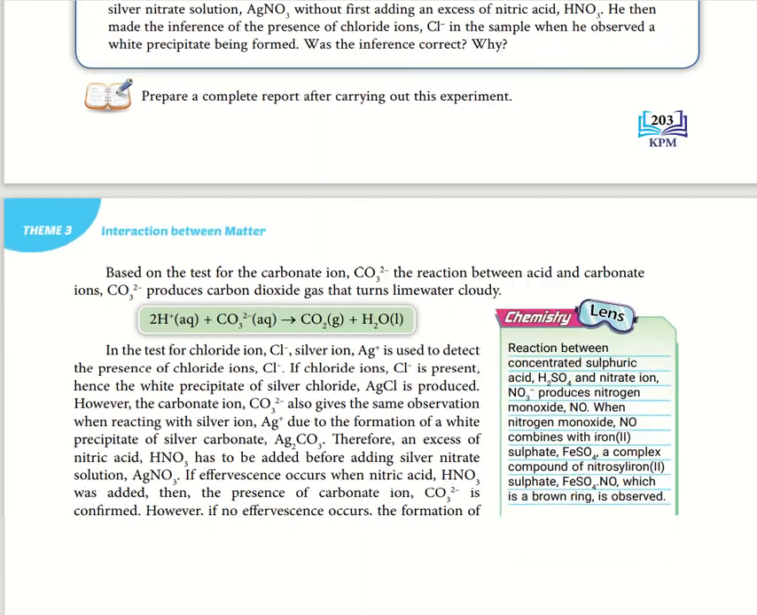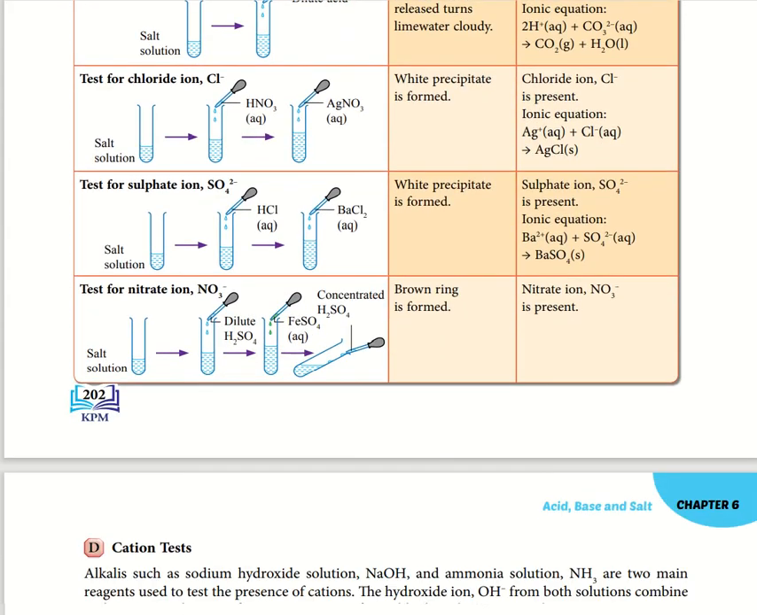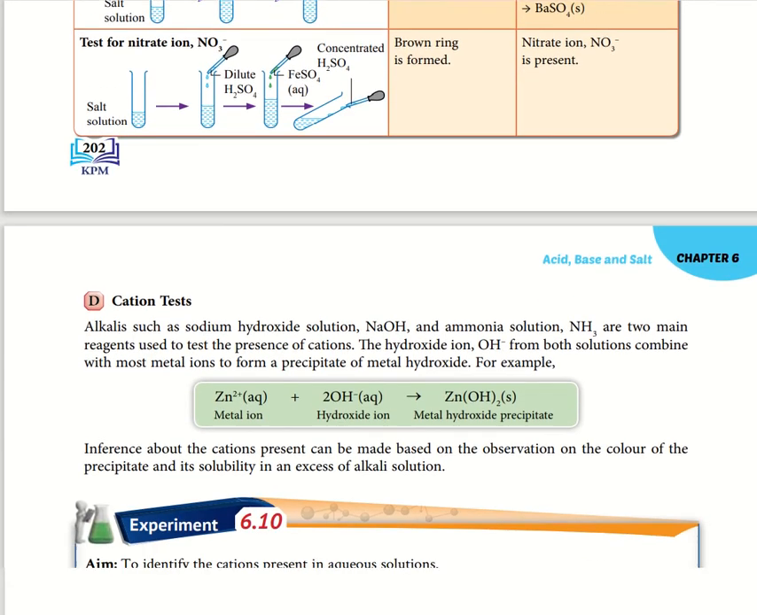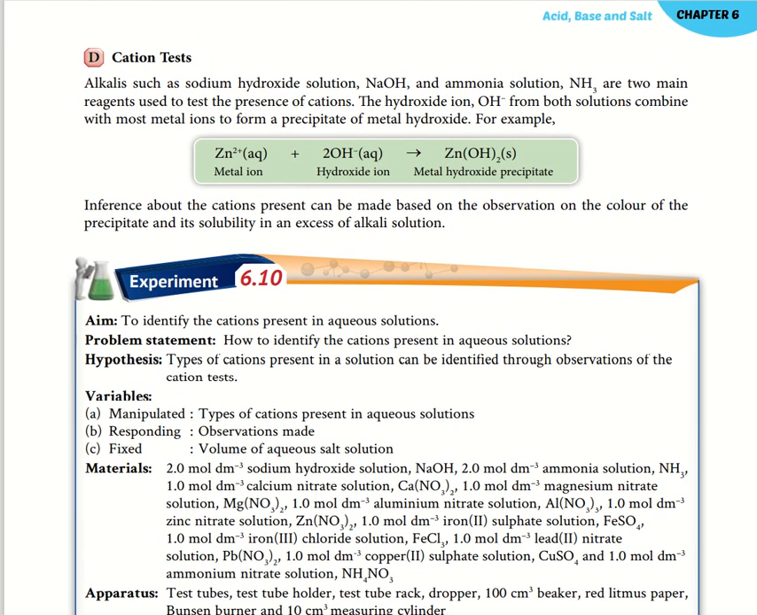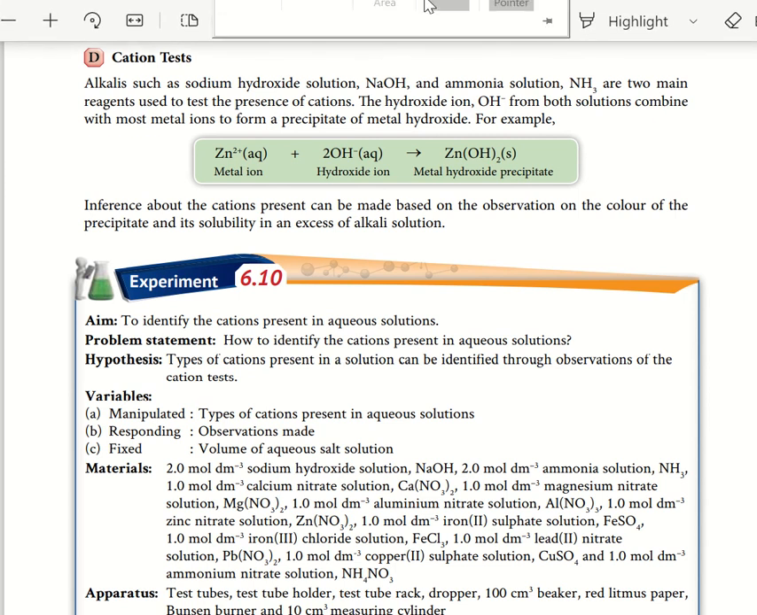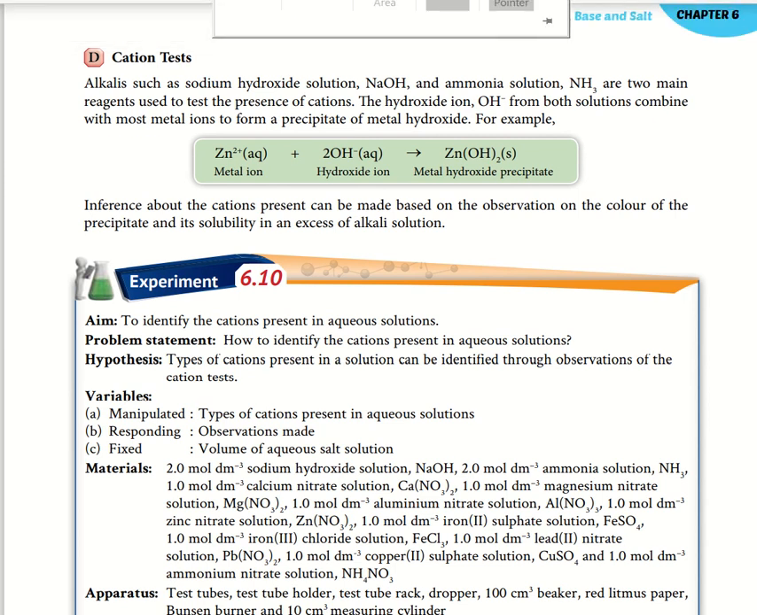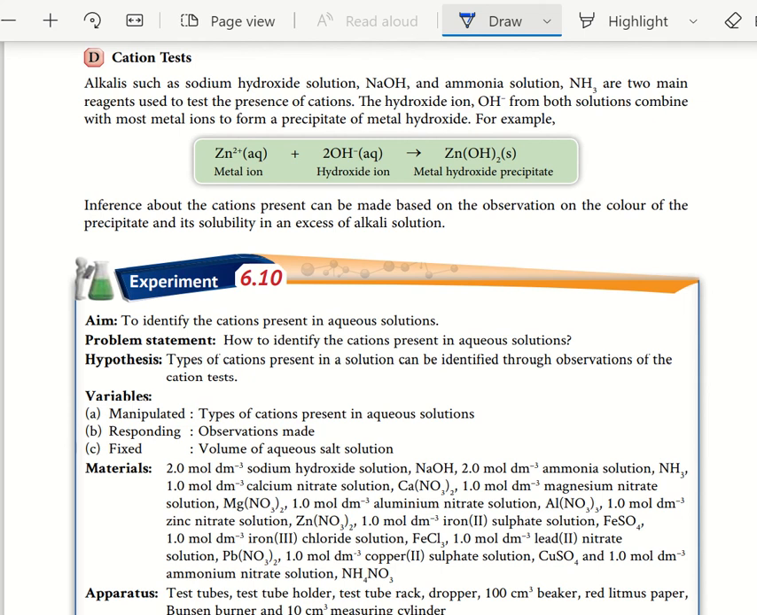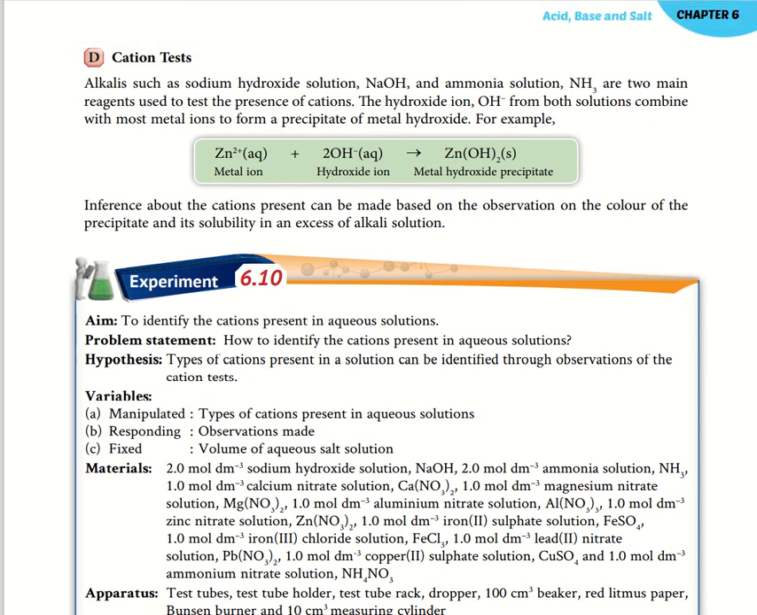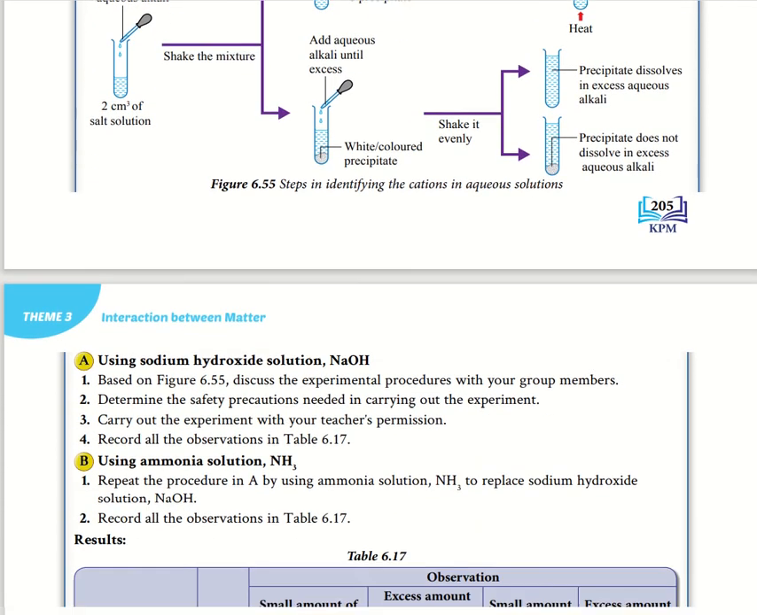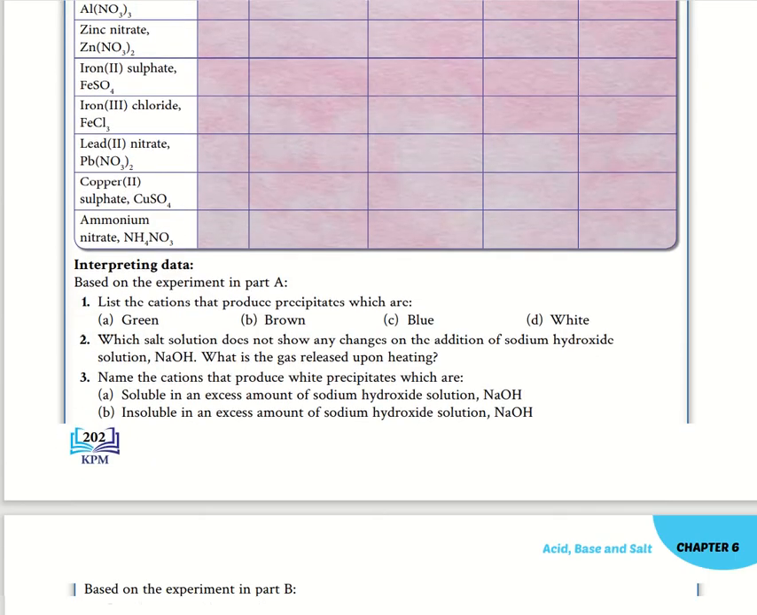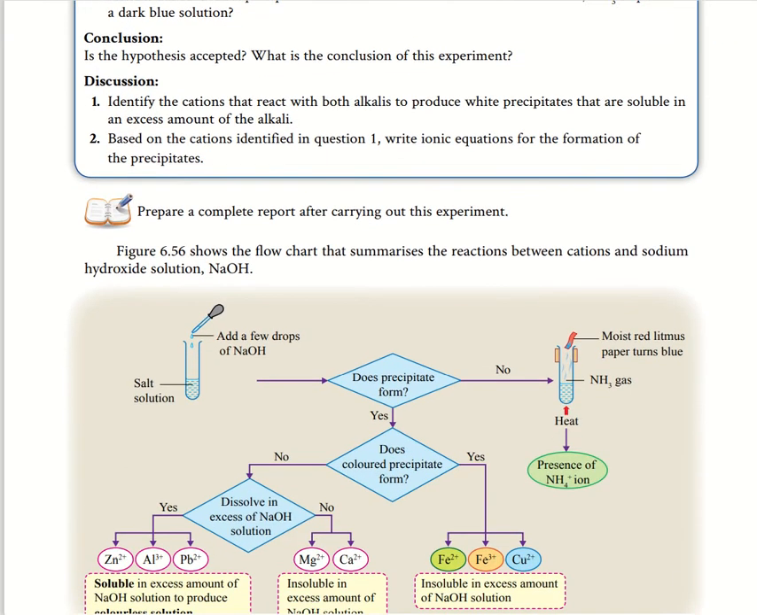Okay, next is the cation test. For the cation test, the cation is the positively charged ion of the salt. So these are the experimental steps. Okay, I don't want to discuss that one.